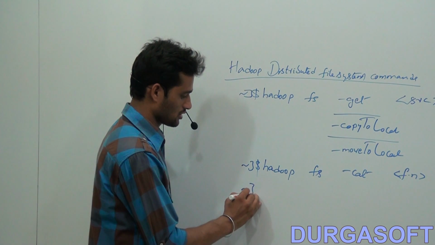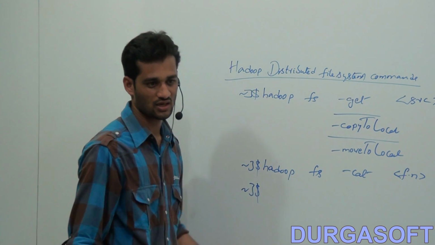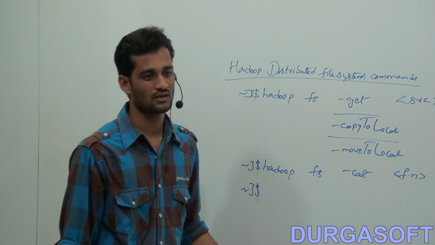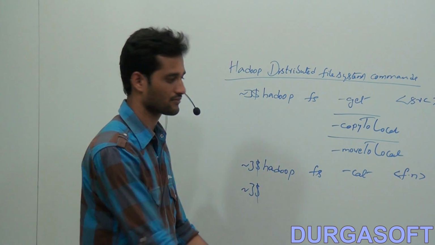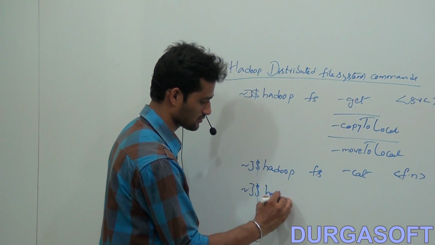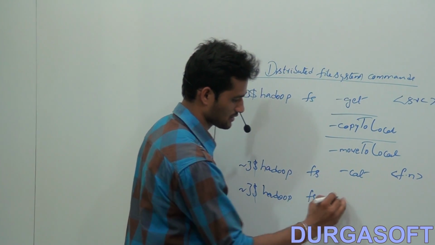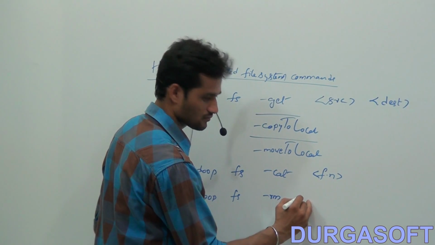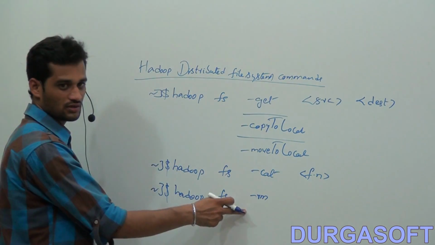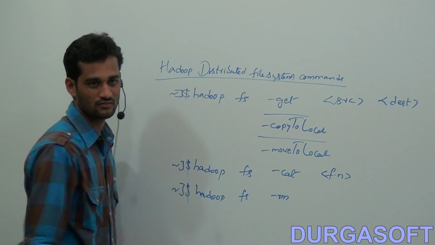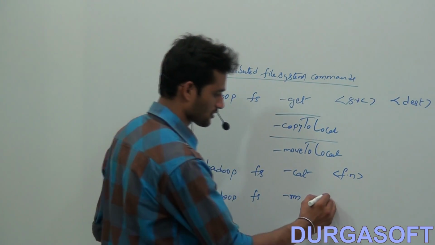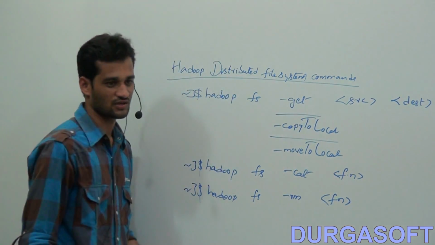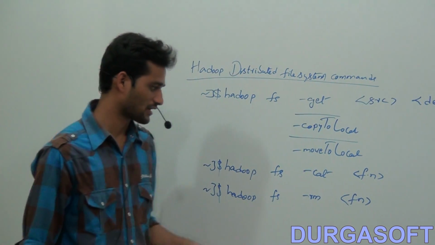Next, how to remove files and how to remove directories. Generally, how do we remove files in our local file system? By using rm. So here also, hadoop fs -rm is the command for removing a file from HDFS.